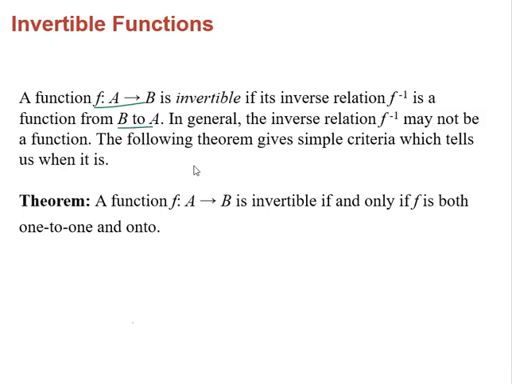So in general, a function may not be invertible. But we talked about one-to-one and onto functions in the previous lectures. If a function is one-to-one and onto, then its inverse exists, right? So it's an invertible function if and only if it is both one-to-one and onto.